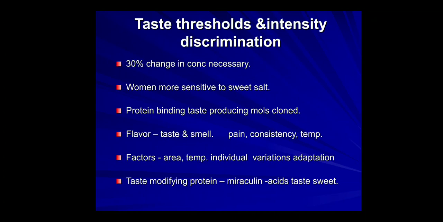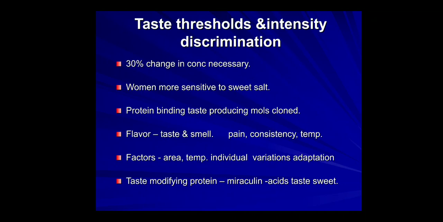The next, the intensity discrimination. The ability of humans to discriminate differences in the intensity of tastes, like intensity discrimination in olfaction, is crude. At least 50% change in the concentration of substances being tasted is necessary before an intensity difference can be detected. So this is about the taste transduction, the taste thresholds, and then intensity discrimination. So women are more sensitive to sweet.